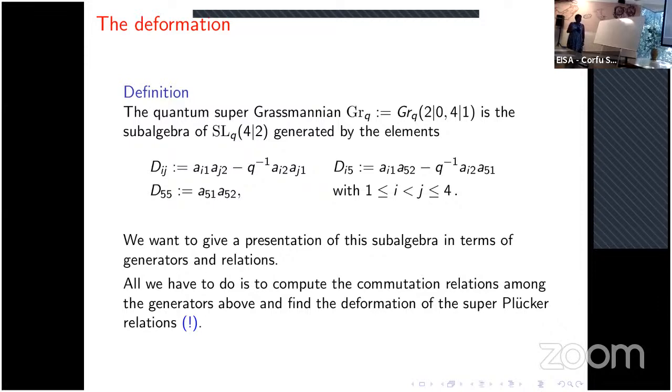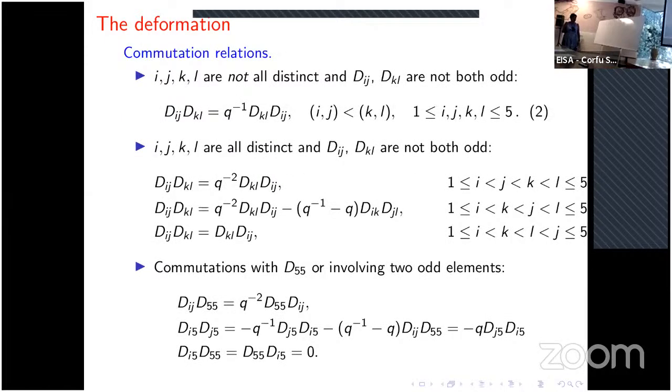So what we want is to give a presentation of this. This is the definition of our quantum supergrassmannian, and we want to give a definition of it in terms of generators and relations. All we have to do is compute the commutation relations among these elements. It is non-trivial that the commutation relation of two D_ij gives something depending on the D_ij; this is an indication that we are doing things well. And on top of the commutation relations, we need to compute the deformation of the Plücker relations.